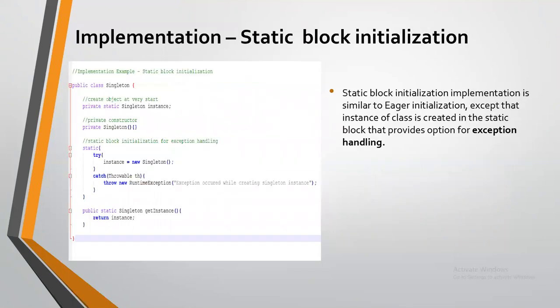So this is static block initialization. The static block initialization implementation is almost similar to eager initialization, but the difference is that in the static block initialization method, the instance of the class will be created in the static block. That will provide the option for exception handling. So if there is any exception during the instantiation, it will be handled in the static block. Whereas the previous eager instantiation method doesn't provide any option for exception handling. Here also the instance of the class will be created before it is being used. So this is all about static block initialization.